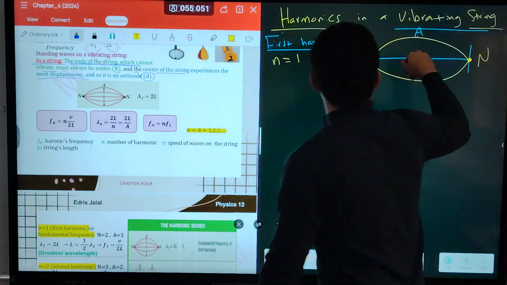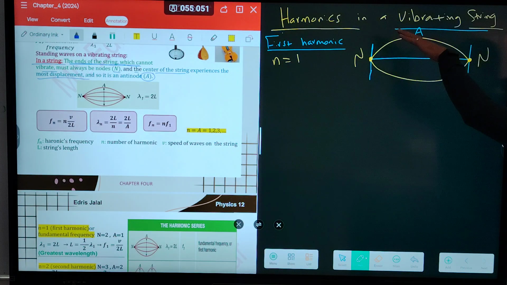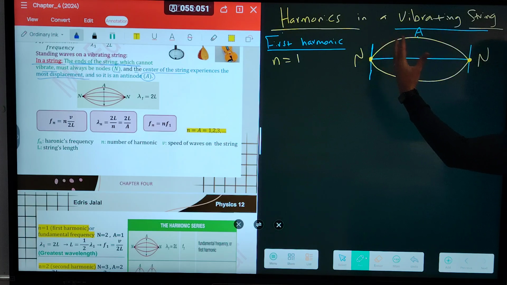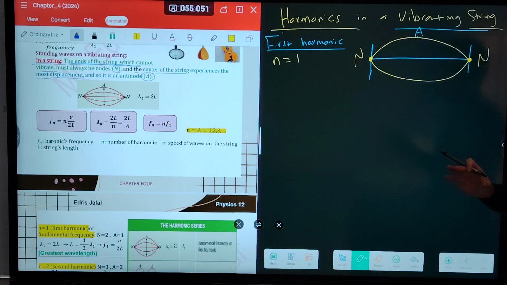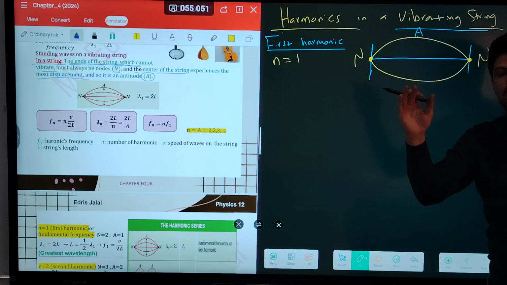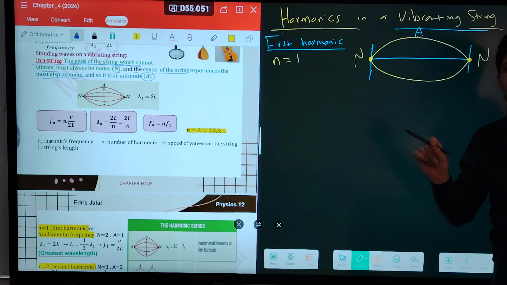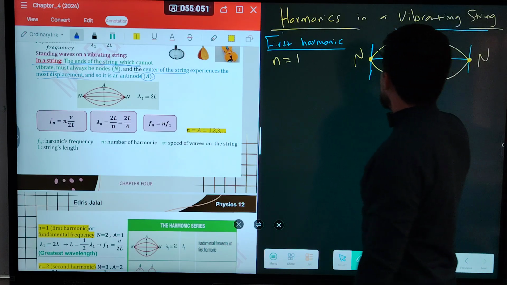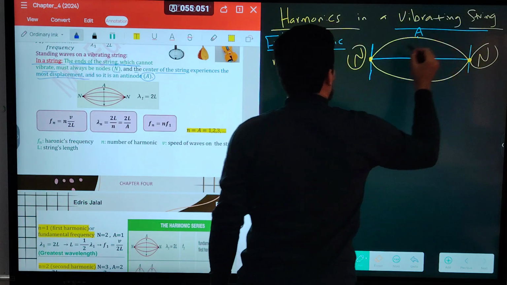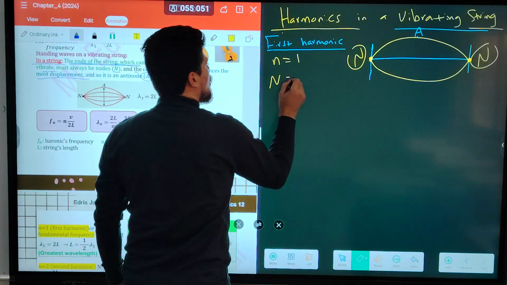How many antinodes do we have? In this case, this string vibrates with 1 antinode and 2 nodes. In a vibrating string, are the two ends always nodes? Yes. The two ends of the string must always be nodes to produce the standing wave in the string. How many nodes do we have? As you can see, we have 2 nodes.